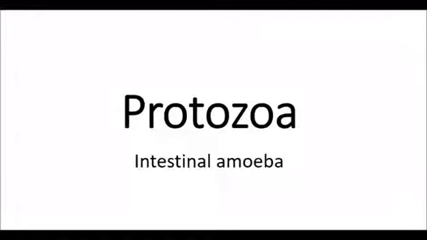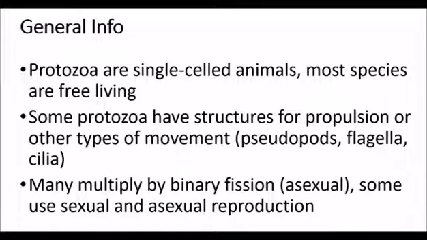Today we're going to be talking about protozoa, the intestinal amoeba. Some general information about protozoa. They are single-celled animals. Most species are free-living. Now some protozoa have structures for propulsion and other types of movement, for example, pseudopods, flagella, and cilia.